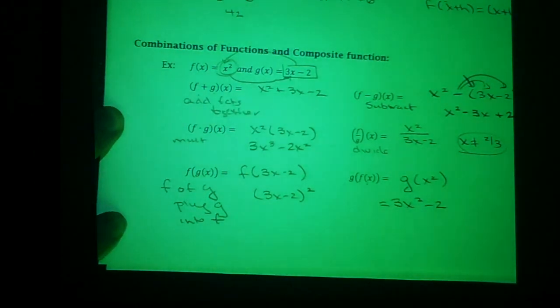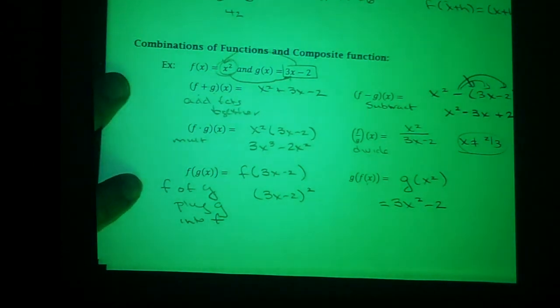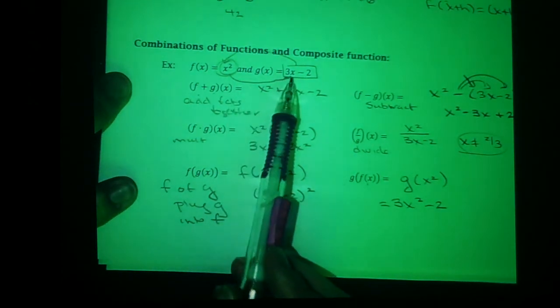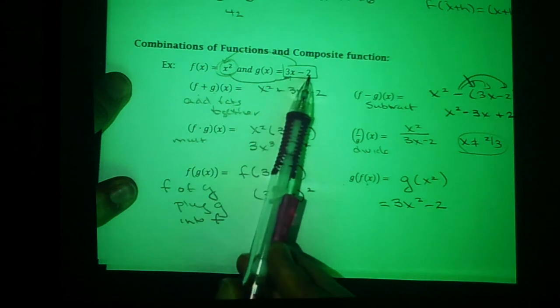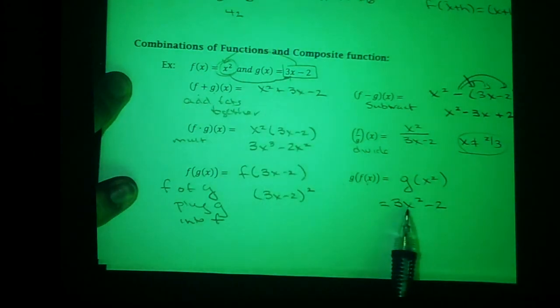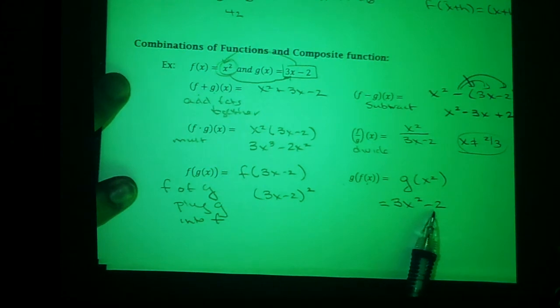So anytime you plug into another function, you plug into where the x is in the other function. Whatever's happening to x in that other function is what's going to happen to this thing you're plugging in for x. So if x was multiplied by 3 and then 2 was taken away, x squared will be multiplied by 3 and 2 will be taken away for g of f of x.